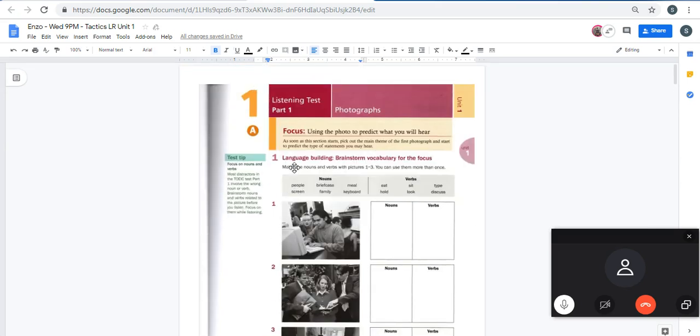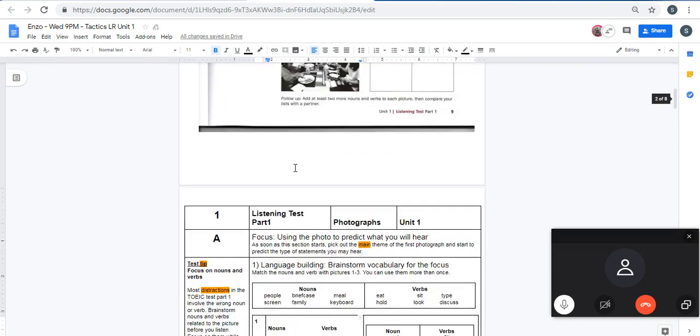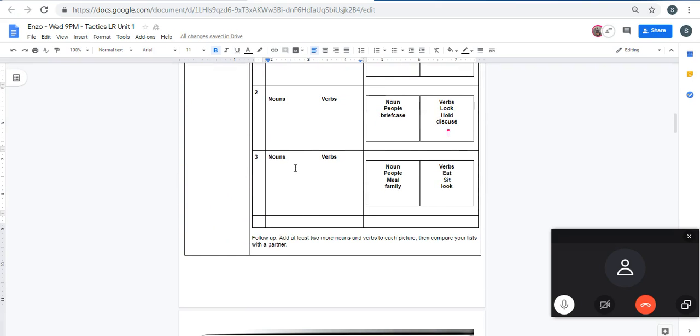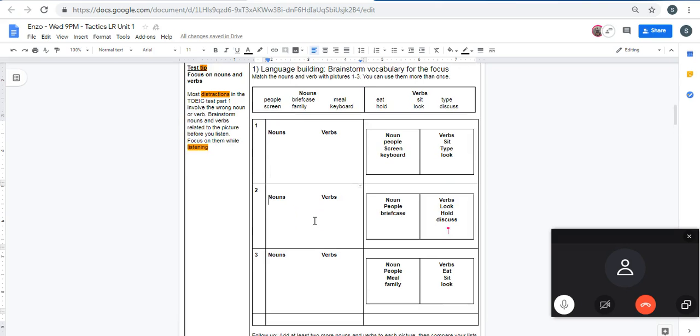Okay, so for now, let's see if you're having a hard time. I'm going to give you 2 minutes for each photo. So we'll not just stick to two nouns and verbs. It says here at least two more, or if you could think of more than two, then that would be great. Alrighty, so I'll start my timer now. That's going to be a total of 6 minutes. Let's start.